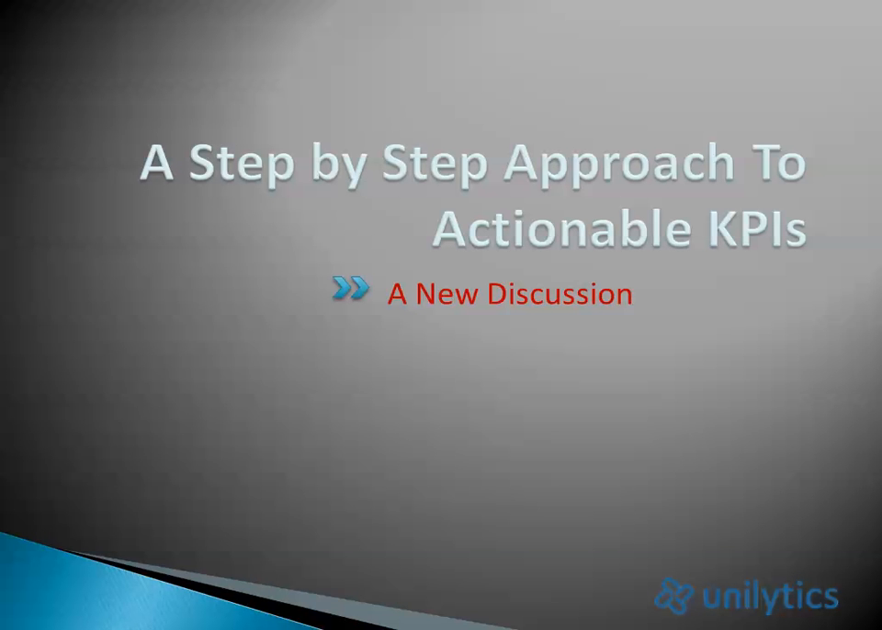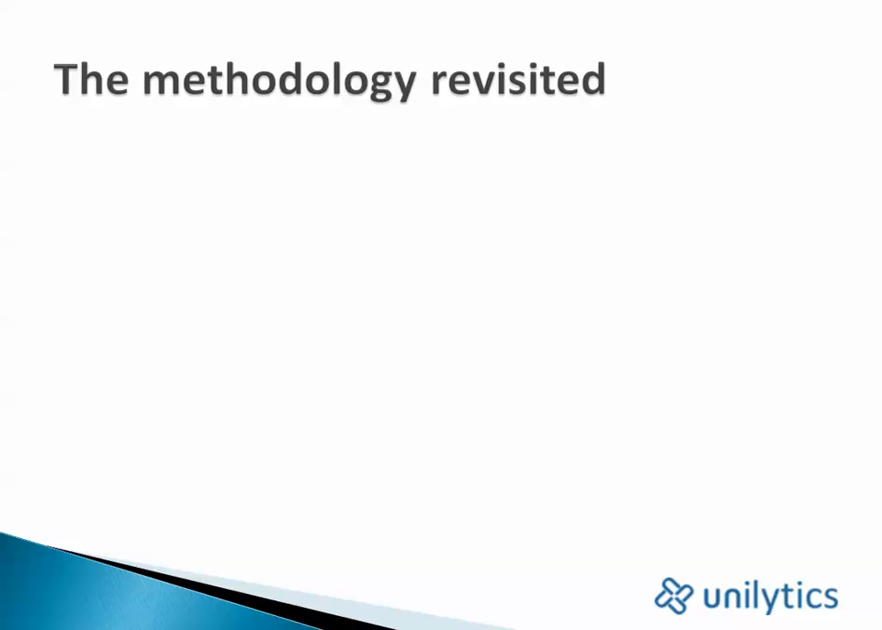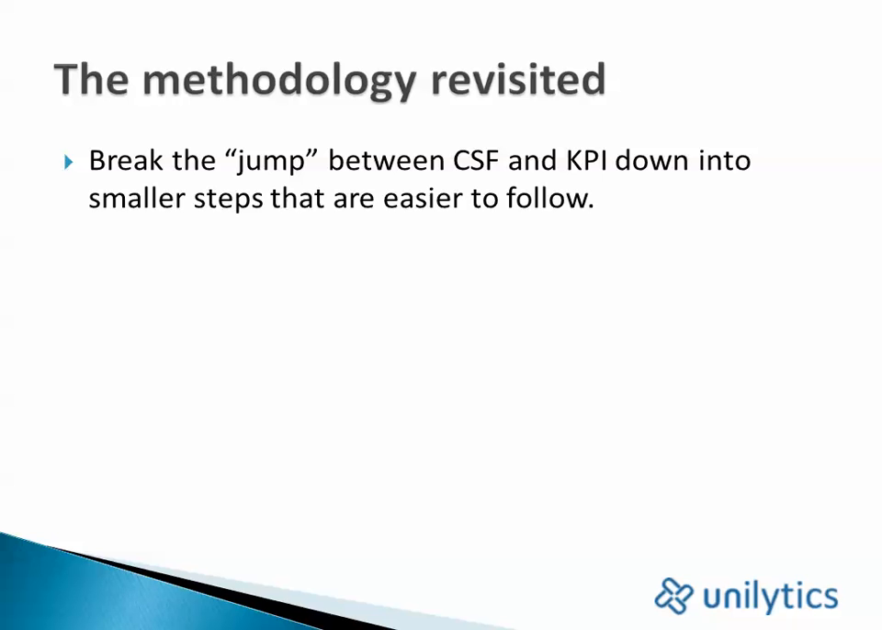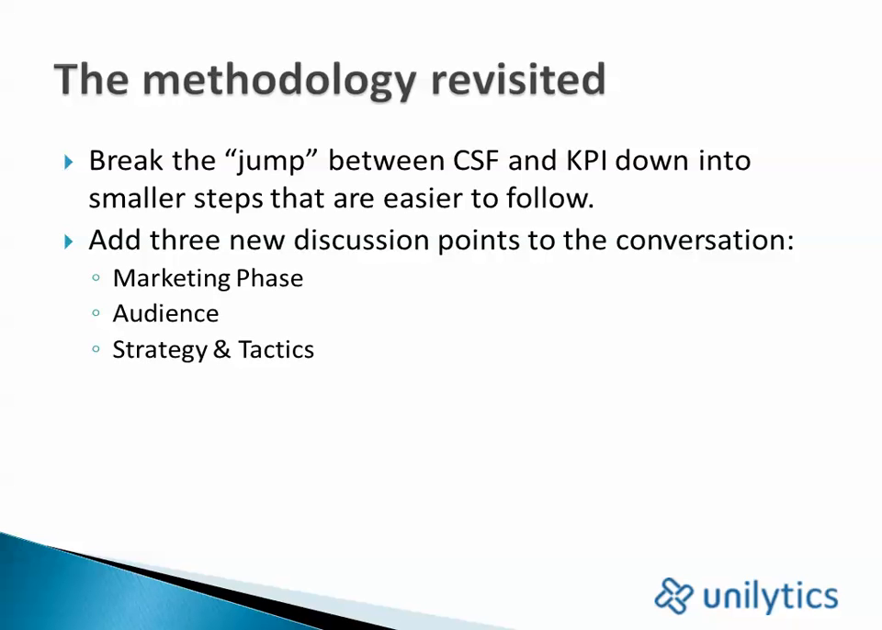So how do we make that logical jump from CSF? We need to start a new conversation, a new discussion based on those KPIs and based on the KPI Carta. So we revisit that methodology that we showed you earlier. We break that jump between the CSF and the KPI. It's broken down into smaller steps that are much easier to follow from a logical standpoint. The way we do that is we add 3 new discussion points to that conversation. The first thing we add is the marketing phase, which I'll describe in the next slide. We add an audience in there as well, and then we talk about strategy and tactics, and we'll describe that as well.